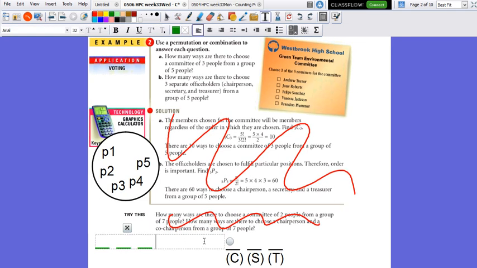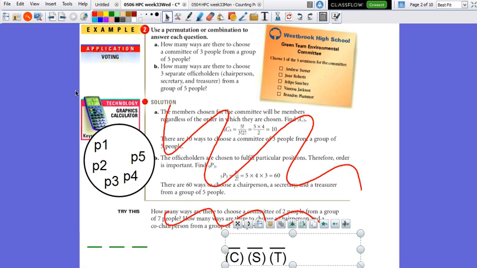I'm going to make this in green here, and I'm going to make this in blue like that. Now for permutations, well, let's start with combinations first. Combinations is when order does not matter. Order does not matter with combinations.